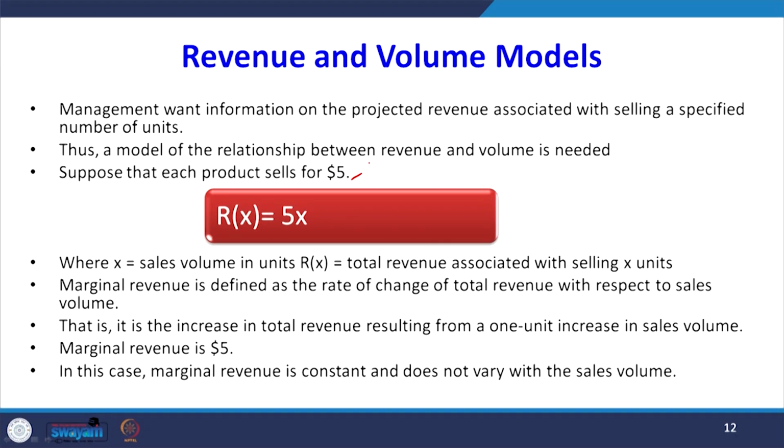So, marginal revenue is defined as the rate of change of total revenue with respect to sales volume. That is, it is the increase in total revenue resulting from 1 unit increase in sales volume. So, in our problem, the marginal revenue is $5. What is the meaning of this $5? If 1 unit is sold, the revenue is $5. In this case, the marginal revenue is constant and does not vary with the sales volume.